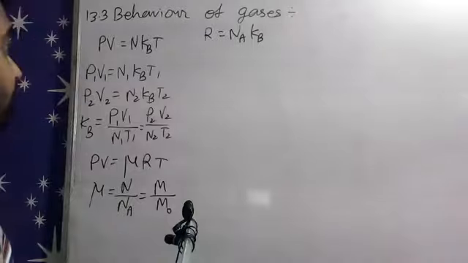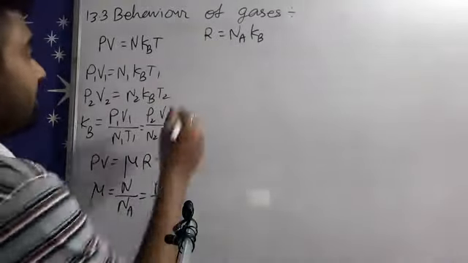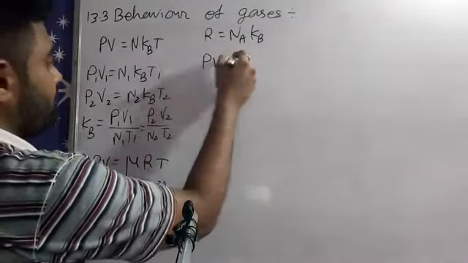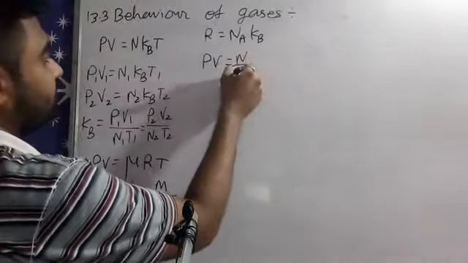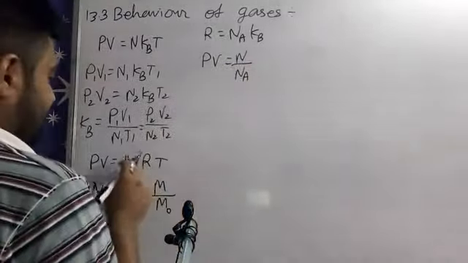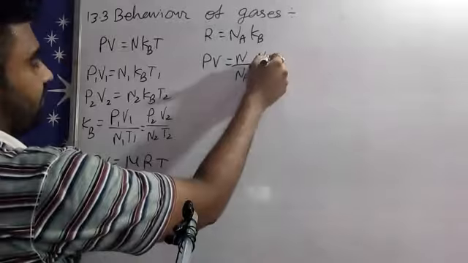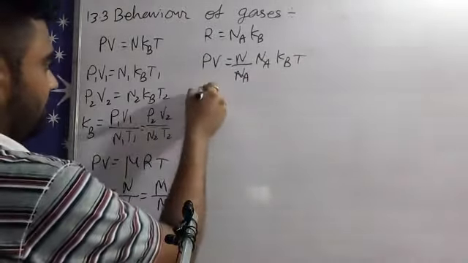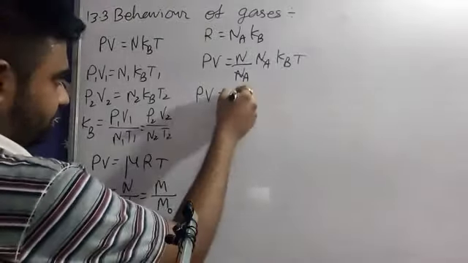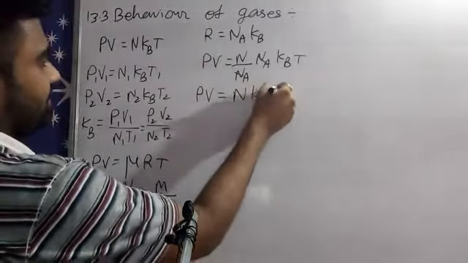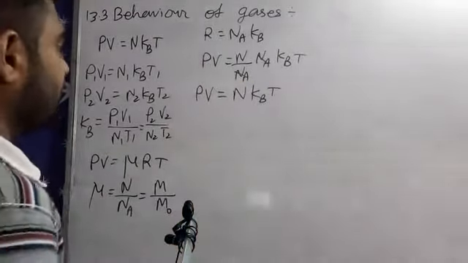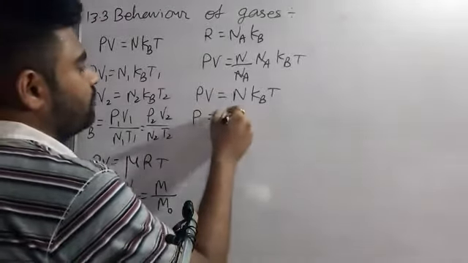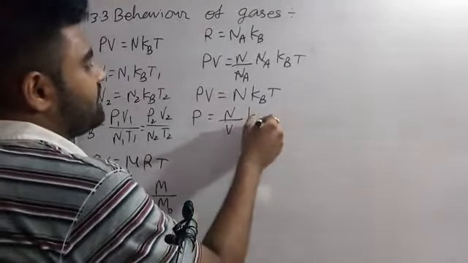Okay, so by putting that formula here, we get PV is equal to mu. What is mu? N upon Na. What is R? Put that value, Na into kB into T. Na gets cancelled out. We are left with PV is equal to N kBT. Okay. Now making only P the subject, we get P is equal to N upon V, kB into T.